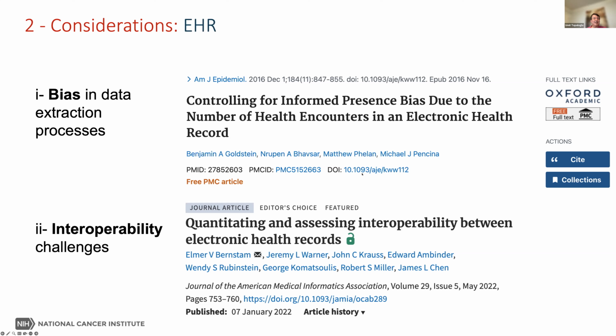And again, from our community, Elmer and Jeremy have published on the interoperability challenges, which indicates that even for the same EHR products, interoperability is not guaranteed. And this is, I think, a quite important paper to indicate that the same EHR will not guarantee it, and other measures need to be taken, such as semantics for the interoperability.